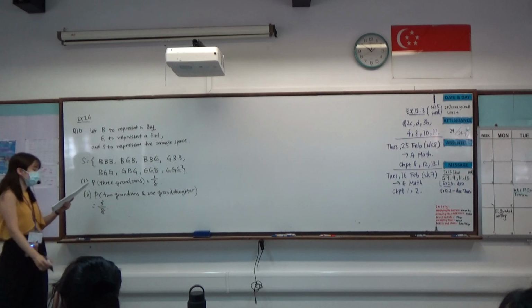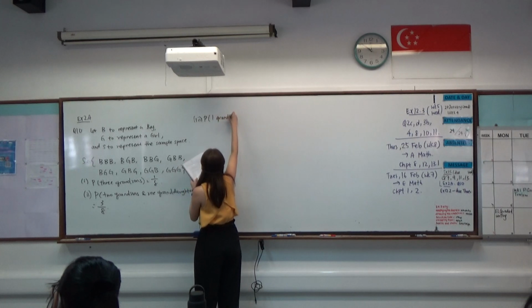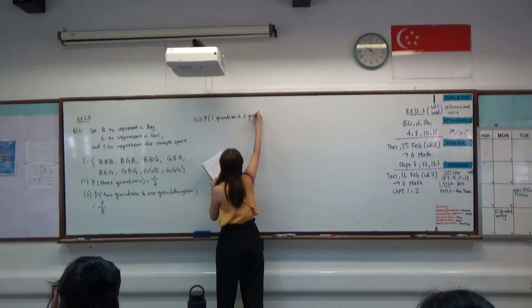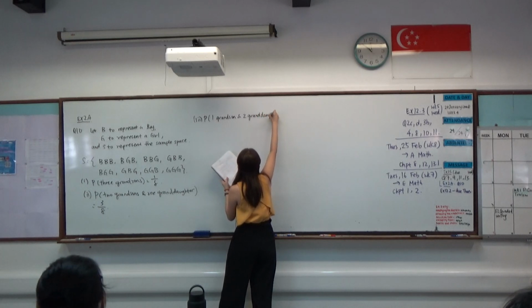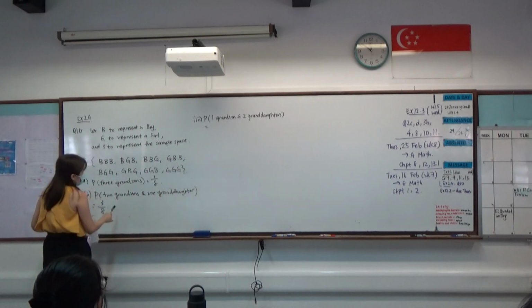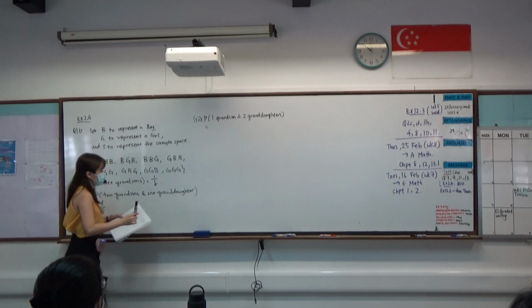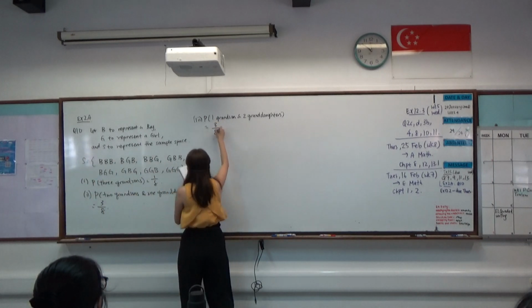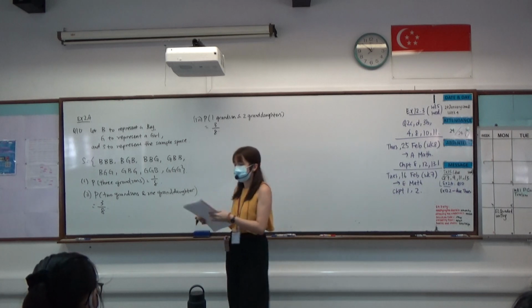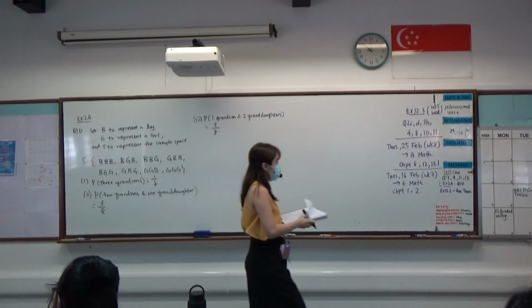And the last one, to have 1 grandson and 2 granddaughters. So 1 grandson will be here, this 3, and having 2 granddaughters will be this 3 here. So it is also 3 over 8. Okay, clarified? Any other questions? Otherwise, you may submit your homework to the front.